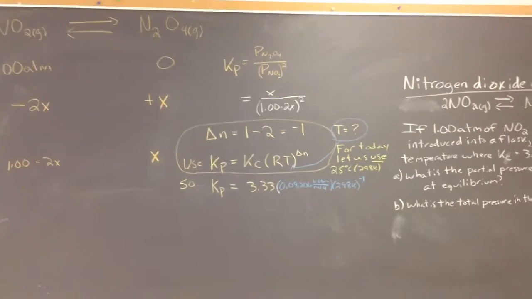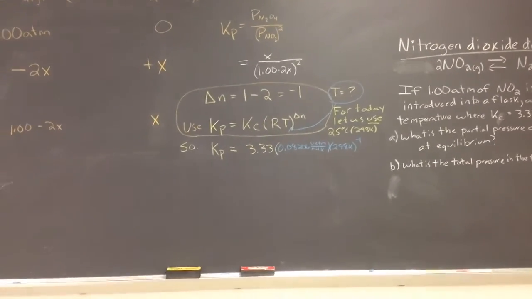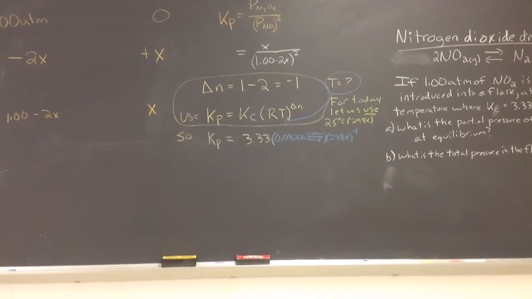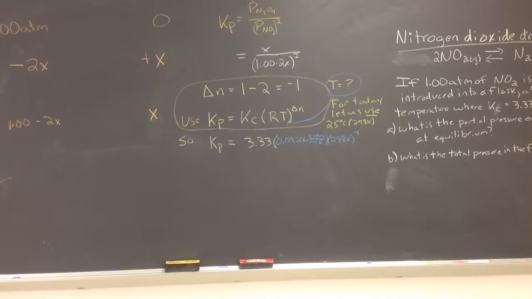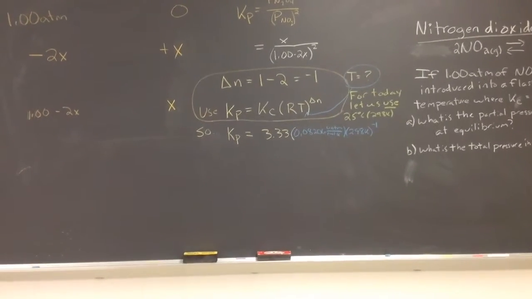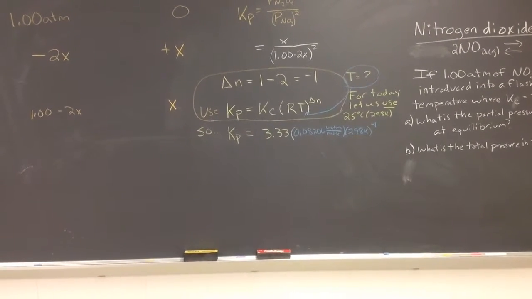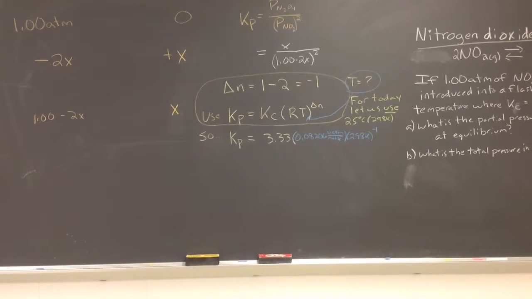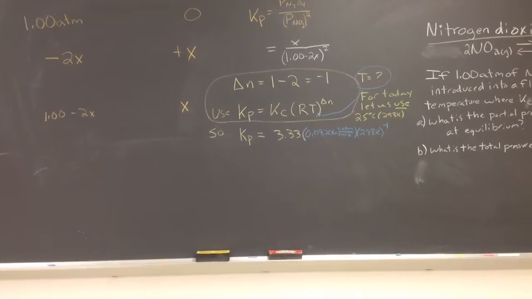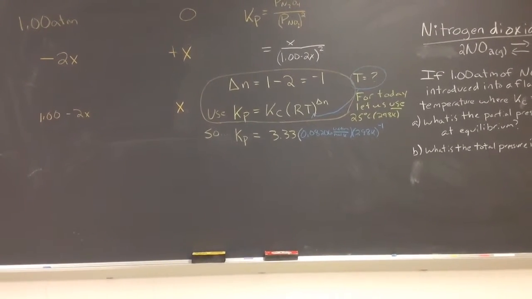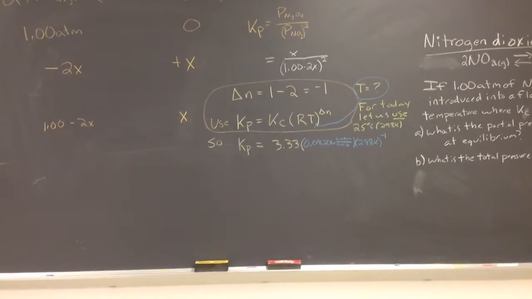Okay, coming back. Now remember, I told you delta N should be negative 1. We have the expression Kp equals Kc times (RT) raised to the delta N. So we weren't given a temperature here, which is a problem. Okay, so let's just assume for today that since we're not given a temperature in the problem, let's use 25 degrees C, or 298 Kelvin. Now, if this were an exam question, I would give you a temperature. Okay? Poorly written problem here. Let's use 298. And so now we can solve for Kp.